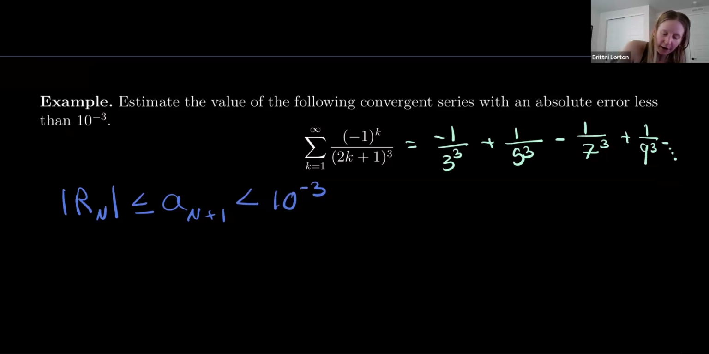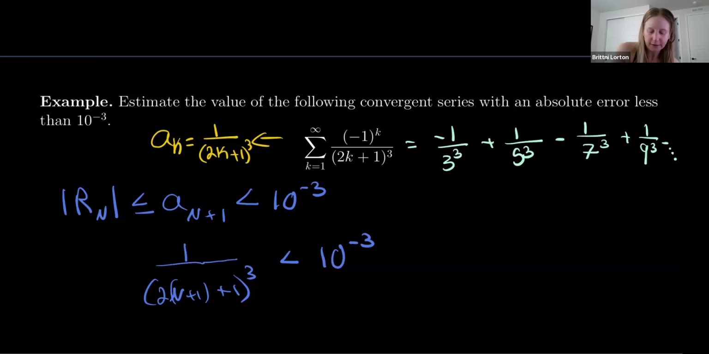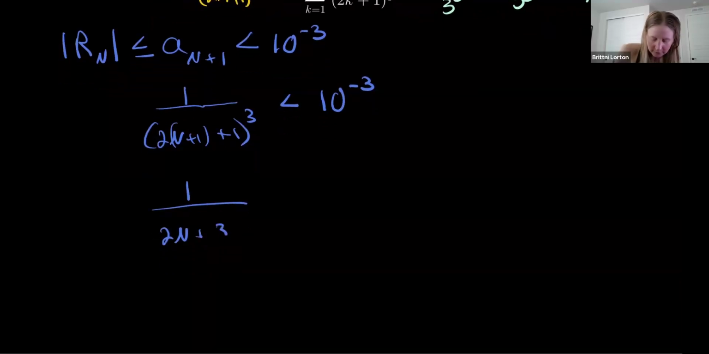So I'm going to go back to my problem, just like I did before, and write the formula without the alternating part, which in this case is 1 over (2k plus 1) cubed. I was using k instead of n, but it doesn't matter, just be consistent. Then this becomes 1 over (2(n plus 1) plus 1) cubed is less than 10 to the -3, because I replaced my k with n plus 1. Cool, then we just do the algebra. So this becomes 1 over (2n plus 2 plus 1) cubed is less than 1 over 10 cubed.